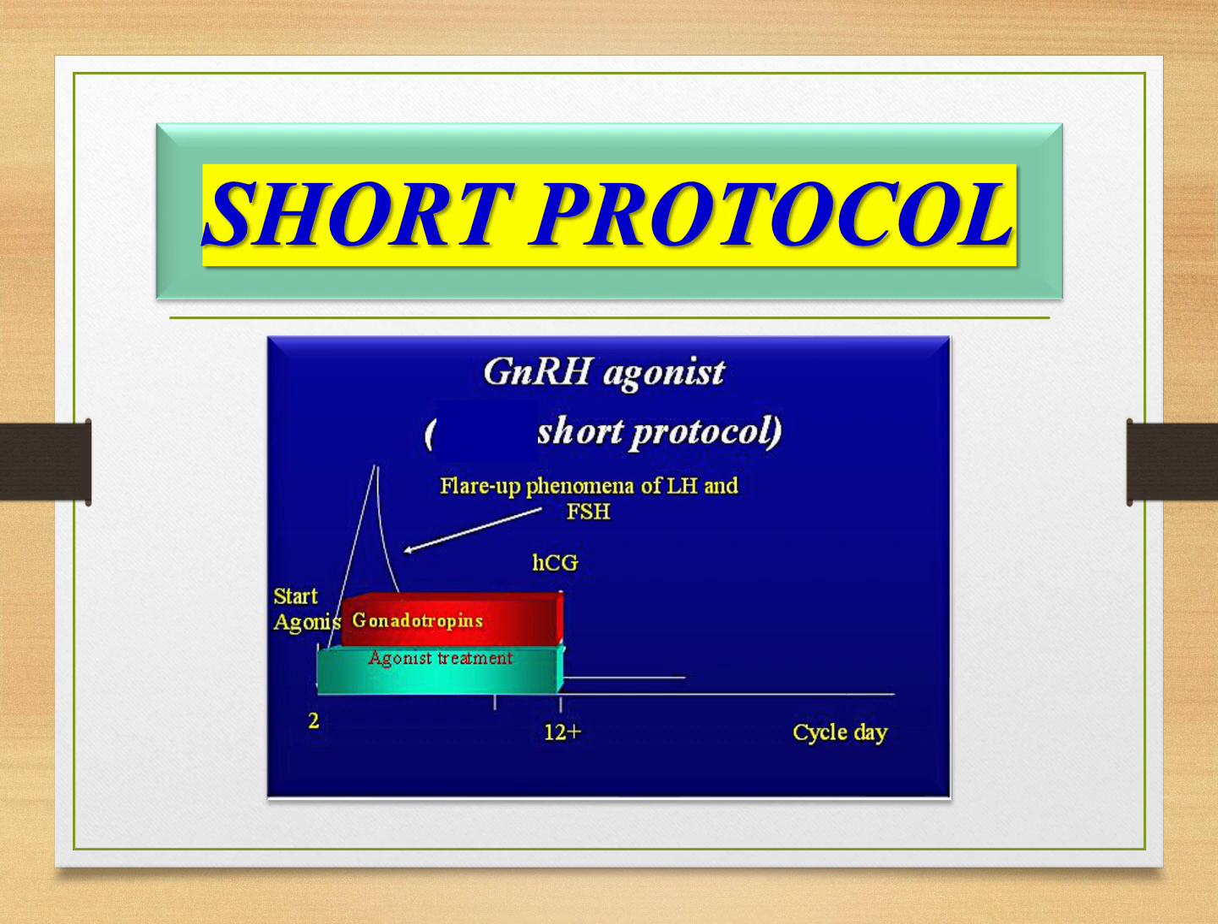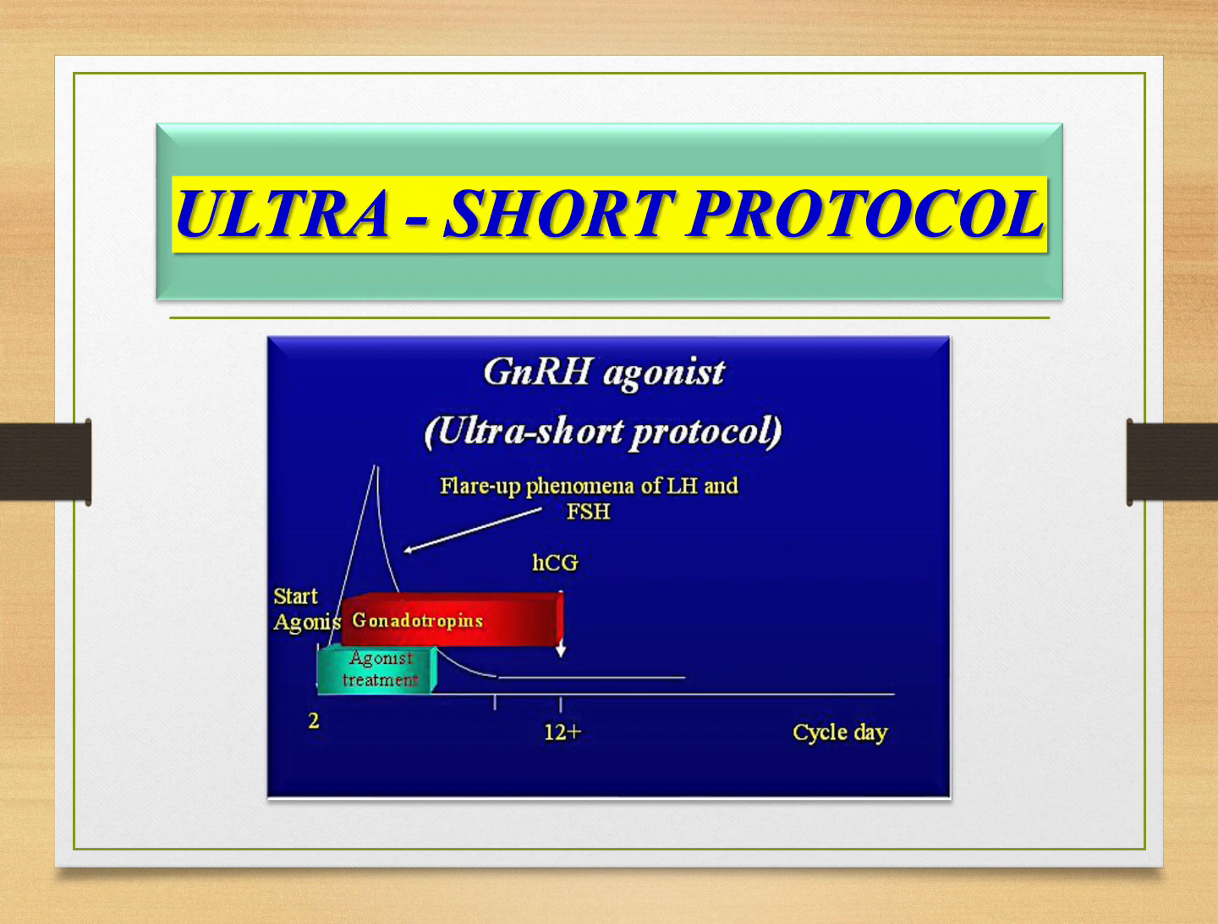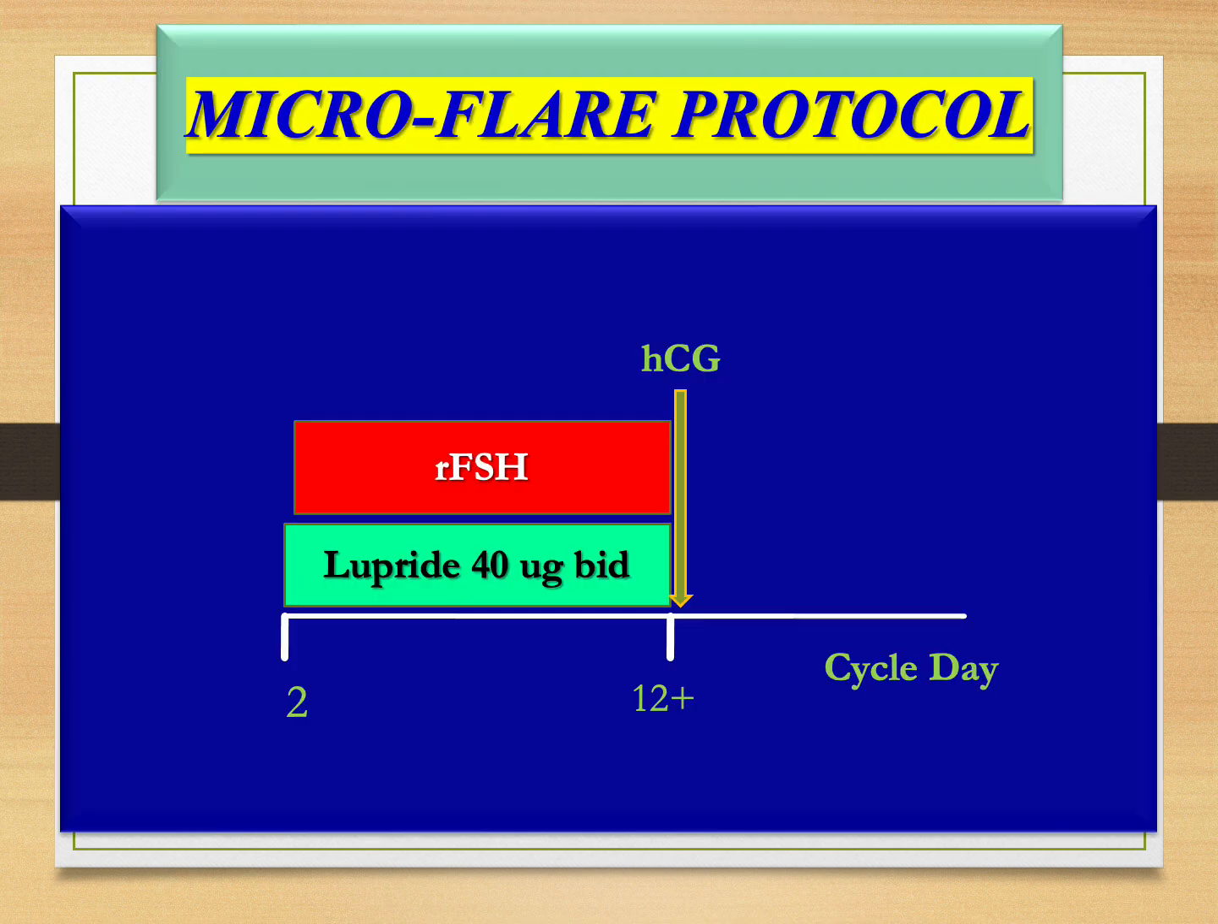Ultra short protocol. The only difference between the short and ultra short protocol is that in ultra short, we give the GnRH agonist only on days 2, 3, and 4, and after that it is not given. Gonadotropins are continued till the day of HCG. Microflare protocol. In the microflare protocol, leuprolide is given in a low dose, that is 40 microgram twice a day, so it comes out to be 80 microgram, and it is continued till the day of HCG.